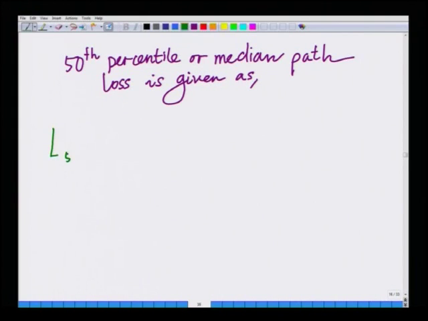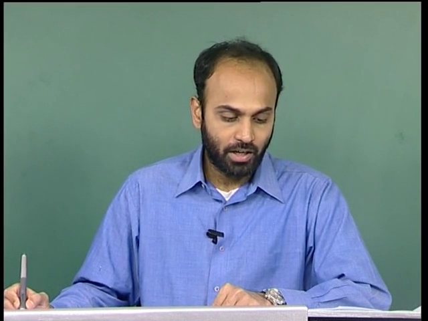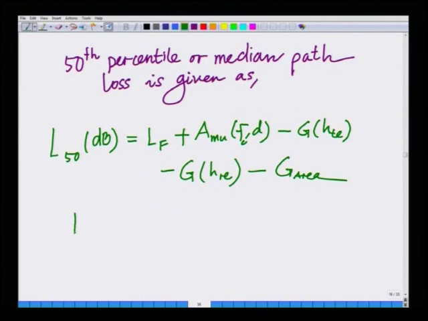Alright. So, the 50th percentile or essentially the median path loss is given as L50 in dB, which is LF, the free space path loss, plus, and we are going to see what each of these factors is shortly, A mu, which depends on the carrier frequency and the distance, minus a gain factor arising out of the transmit antenna, minus a gain factor arising out of the receive antenna, minus a gain factor arising out of the area. This is a path loss. So, all the gains have to be subtracted from the loss.